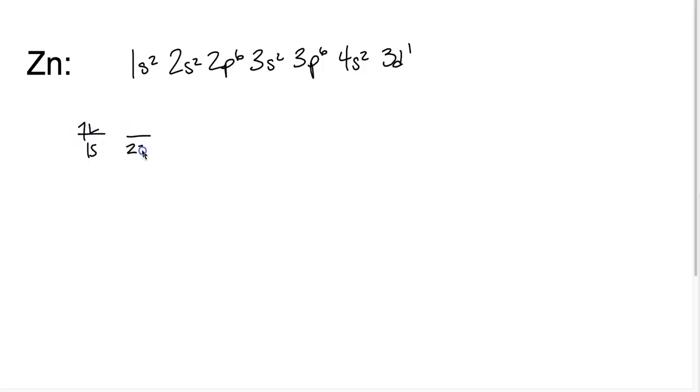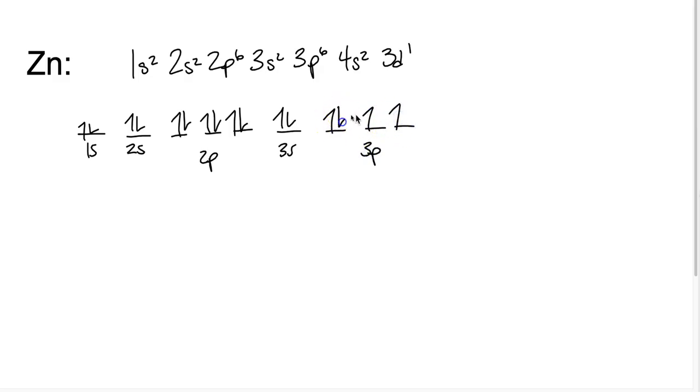1s2, 2s2, 3 lines for a P. I'm going to go 1, 2, 3, 4, 5, 6. Here's 3s2. 3 lines once again for the 3p, labeling the middle one, 1, 2, 3, 4, 5, 6. 4s has 1 line. There's 4s2. Anytime I do a D, it's 5 lines. So I label the middle one 3d, 1. It should look just like that. That is zinc's orbital filling diagram.